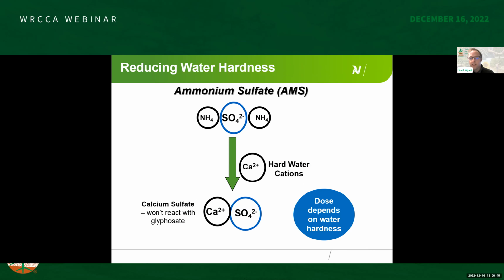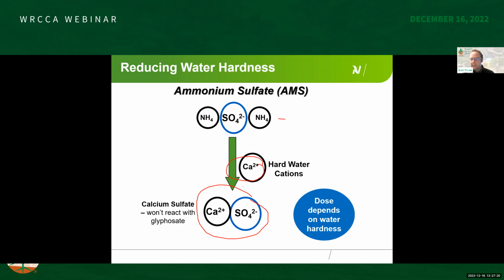The water hardness piece takes a different approach. You need some sort of ammonium sulfate or ammonium sulfate replacement. There are other products on the market that can tie up those metal cations. Here I'm just showing you an example of how ammonium sulfate works. You add your ammonium sulfate to the tank mix, and the calcium, a hard metal cation, it could be iron, manganese, or magnesium, attaches itself to the sulfate. Now you have a hard metal cation that can no longer react with your active ingredient and turn it into a stop sign, which won't work for you.